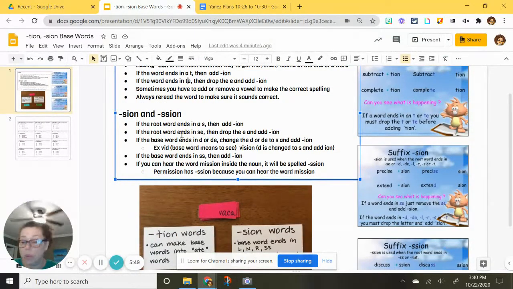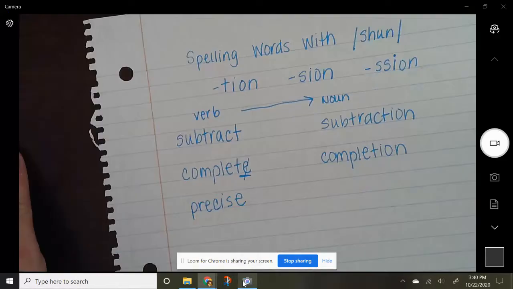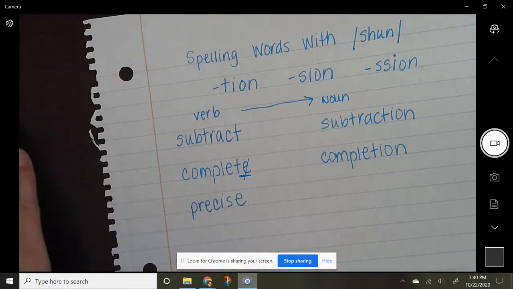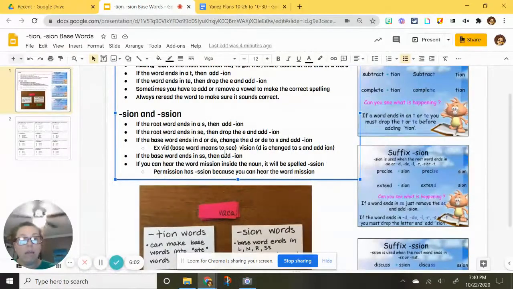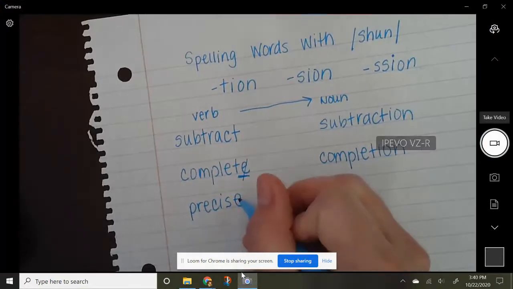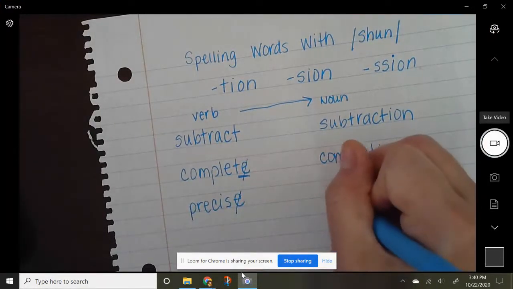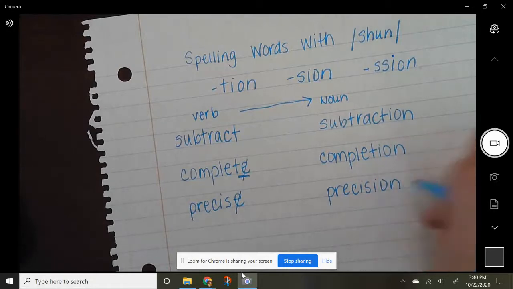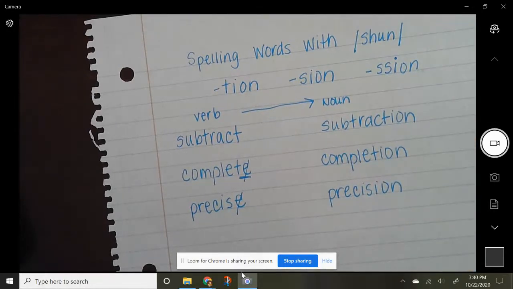If a root word ends in SE, precise, yes, it ends in SE. Great. I am going to drop the E and add tion. So just like the other one, drop the E and add tion. Now, it doesn't say precision.